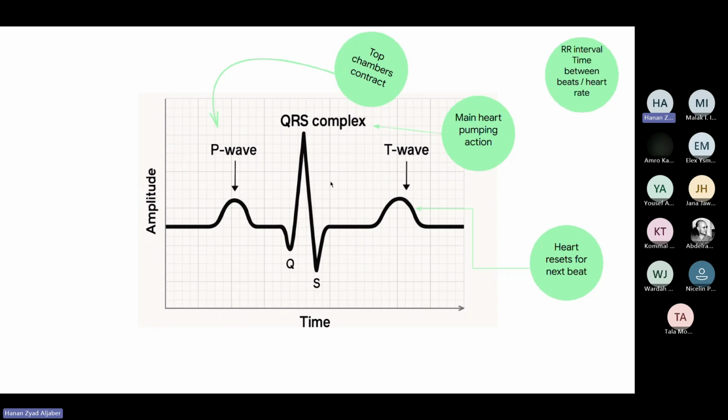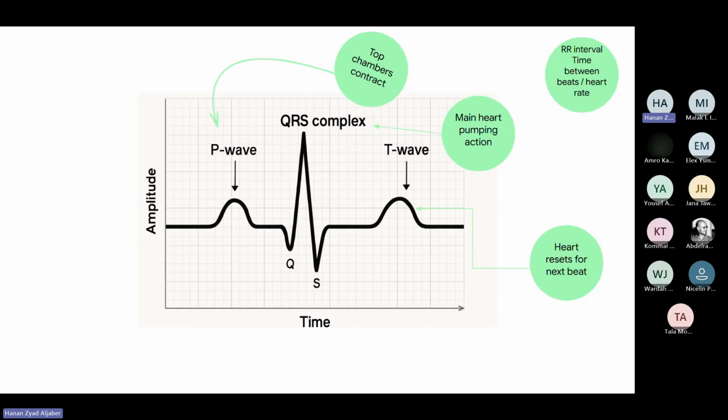Let's start with the P wave. It's basically the top chambers contracting, the top two chambers of the heart pushing blood down. Then we move on to the QRS complex. What happens here is we get a big spike in the middle. On an anatomical level, the ventricles contract, and it's basically the main pumping action. The R peak is the tallest point of that spike. Then we have the T wave, which is the heart resting electrically and getting ready for the next wave, which starts from the P wave again.